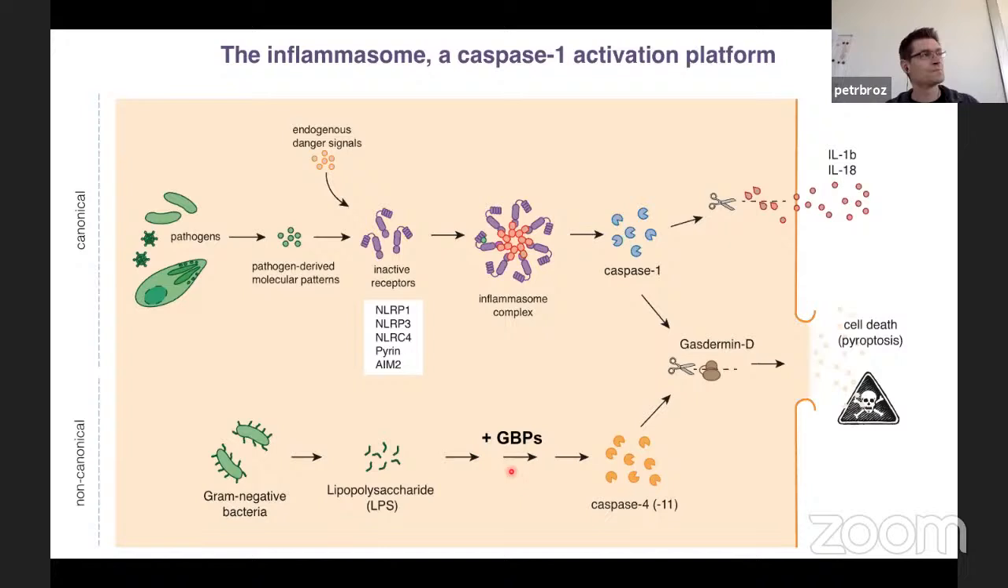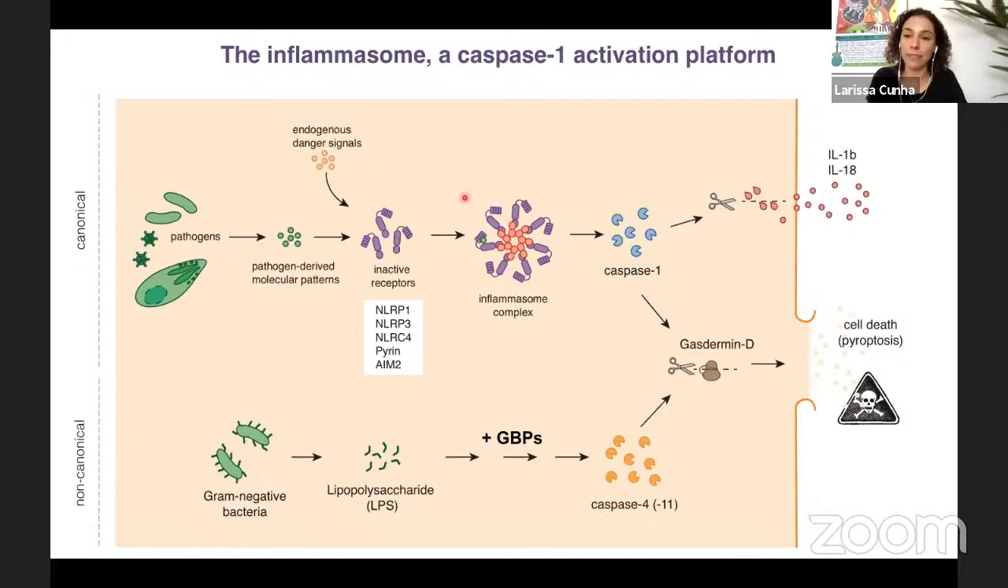The non-canonical pathway doesn't efficiently work without the GBPs and prior priming with type 1 or type 2 interferon. But the other pathways, to my knowledge, are actually independent of interferon priming. Okay. And interferon will even downregulate the NLRP3 inflammasome. So interferon is not always... So you cannot bypass interferon signaling?